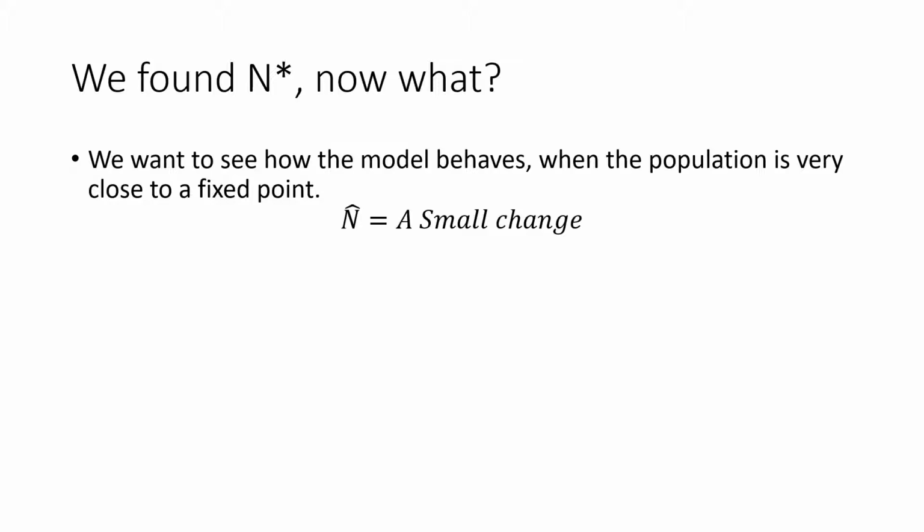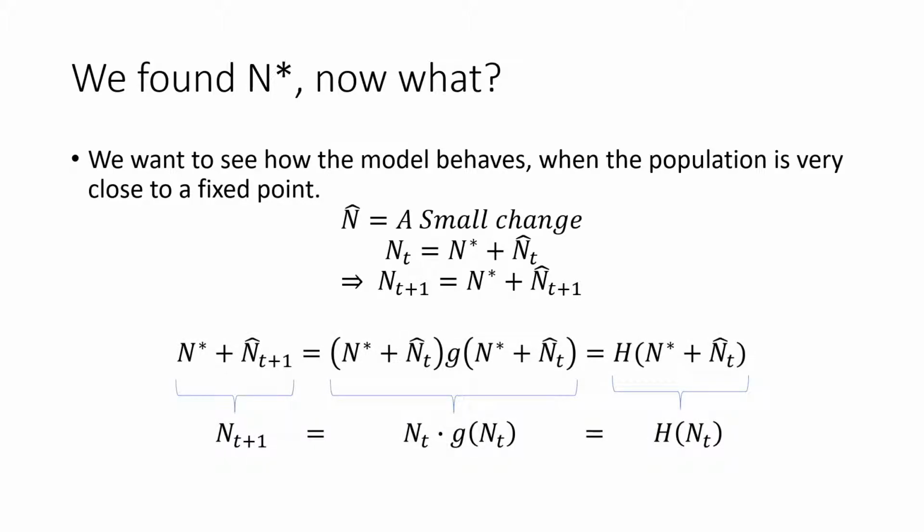We then add this small change onto n star and are able to see how this new population behaves in the model, with n_t equal to n star plus n hat t, which implies that n_t+1 equals n star plus n hat t+1. Now, when we substitute this into the governing equation n_t+1 equals n_t times f(n_t), which equals h(n_t), it becomes n star plus n hat t+1 is equal to h of n star plus n hat t.